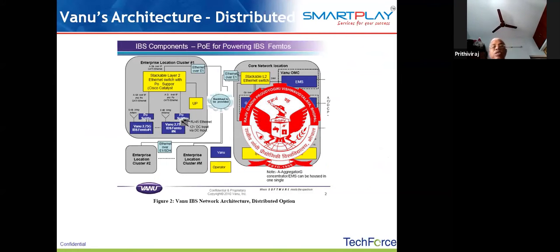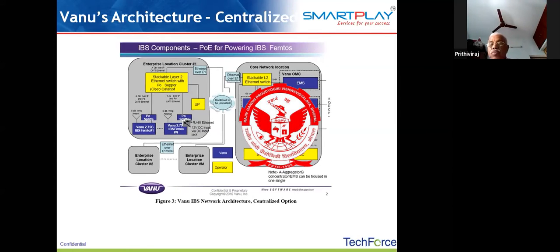Okay. So these are the IBS components and the PoE for powering the IBS, how they are aggregated. So that gives you the Vanu IBS network architecture and distribution option with which one is able to push this across the appropriate path. Next slide. Next slide, please.